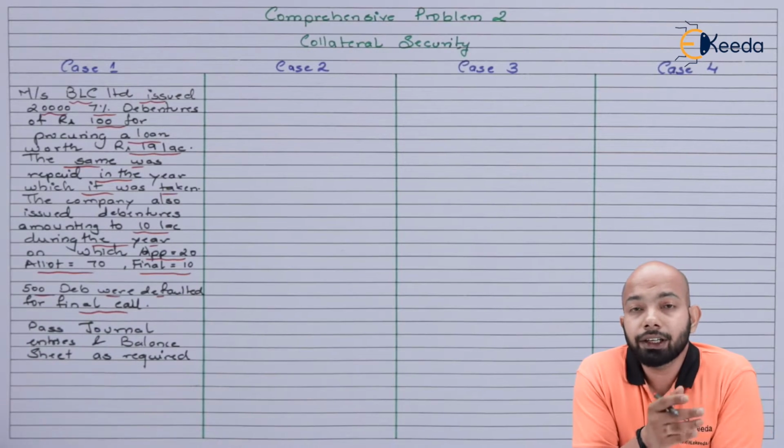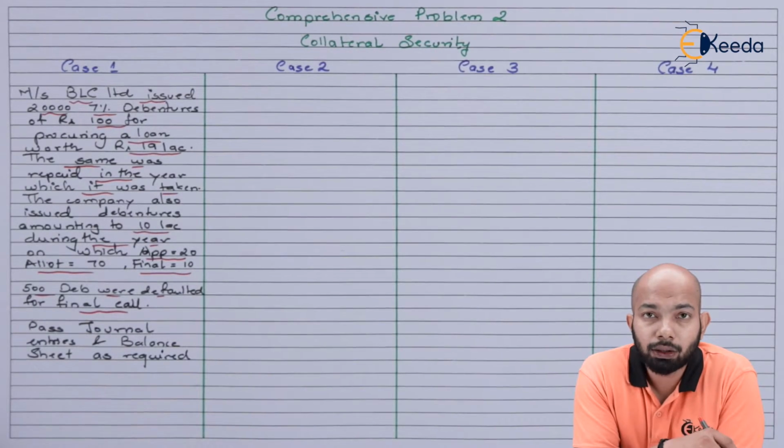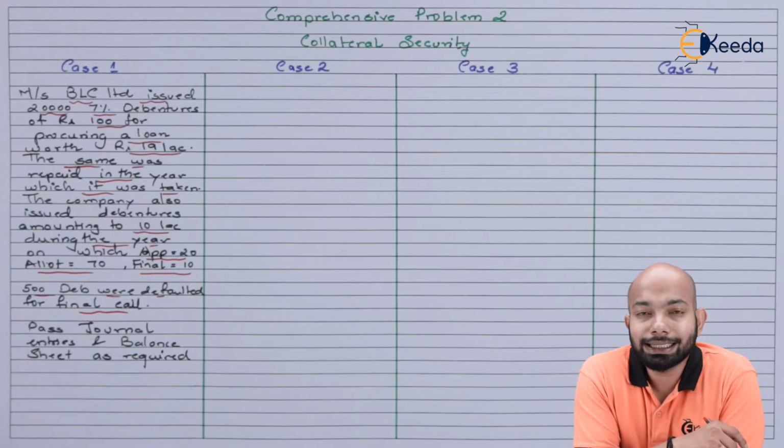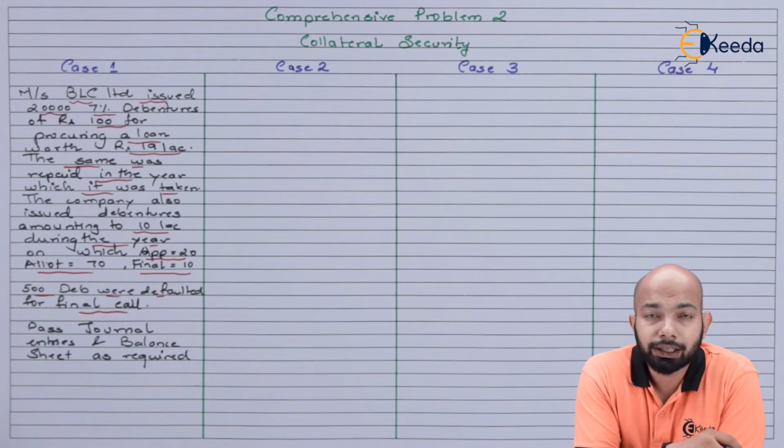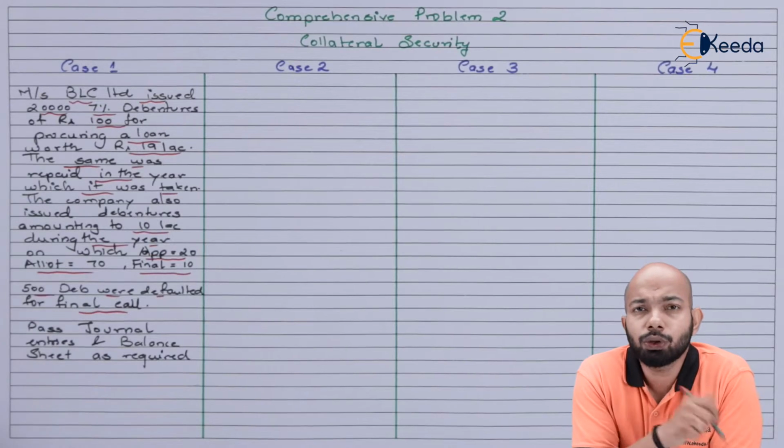They have mentioned that 500 debentures defaulted on the final call. We have to pass the journal entries and the balance sheet as required here. So this is case 1. Let's go on to case 2 now.